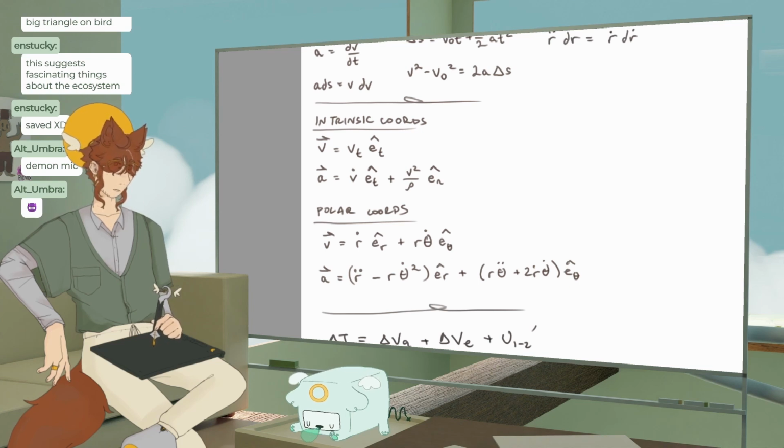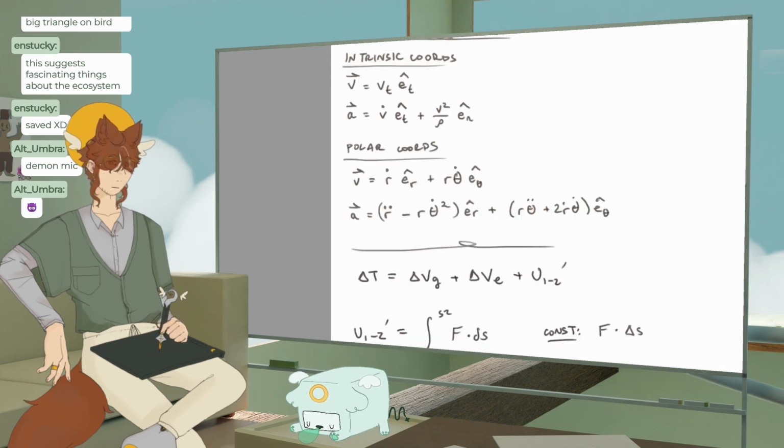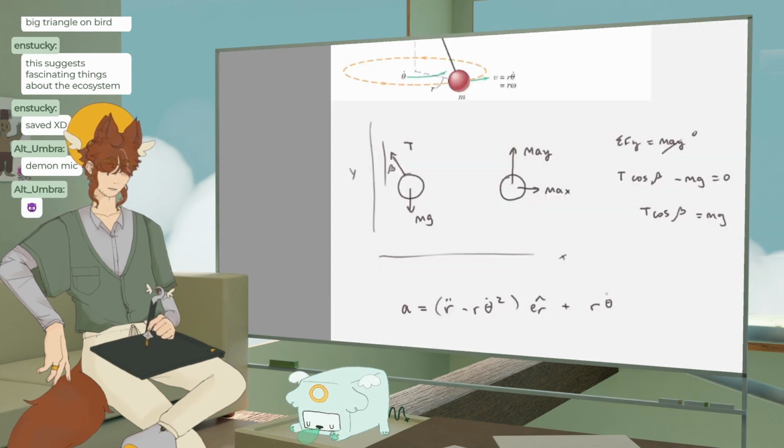My best friends. Okay, so r double dot minus r theta dot squared in the e_r direction, plus, what is it? It's like r theta double dot, I don't want to try and remember that. I already got it wrong. Plus 2 r dot theta dot, in the e_theta direction.